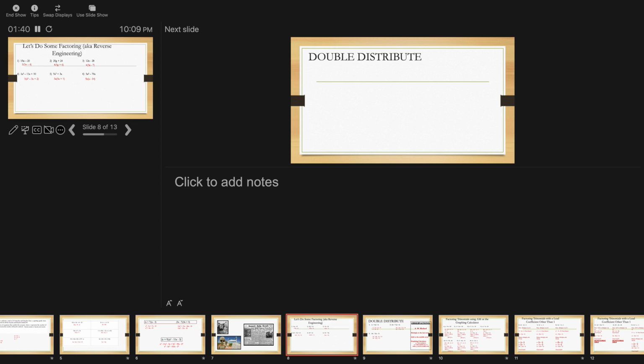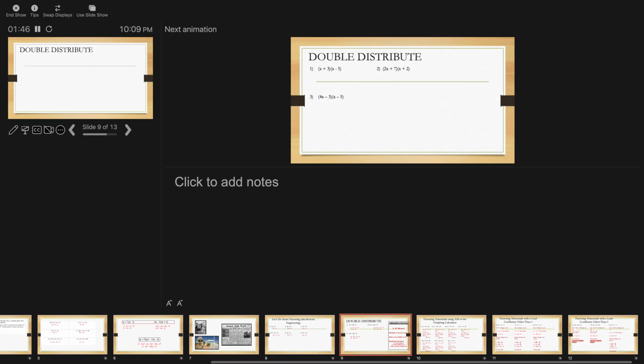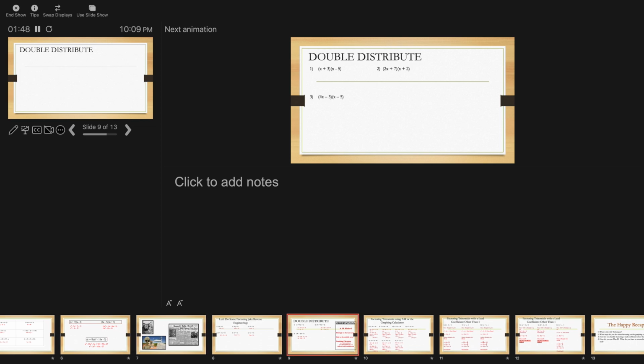So that's the first type of factoring that you have to do, which is factoring with the greatest common factor. Next up, double distribute. And this helps because it's much easier to understand factoring if you can double distribute well. So let's try numbers 1, 2, and 3. Do all of those.